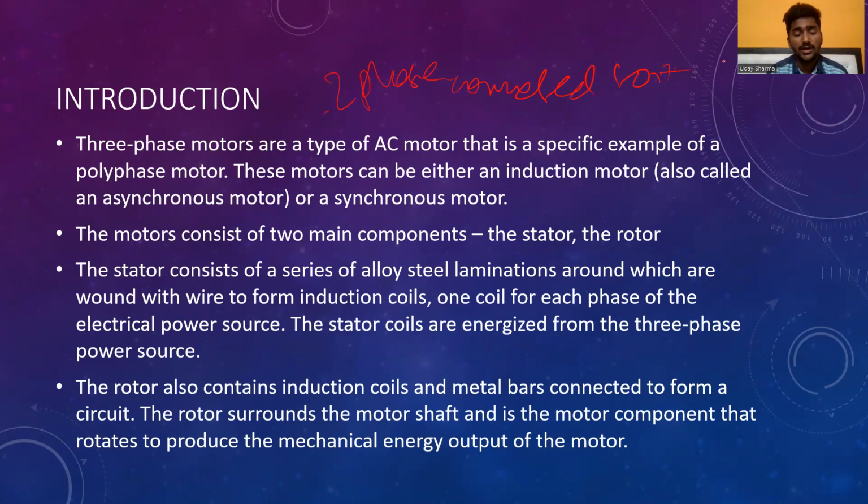The motor consists of two main components, the stator and the rotor. The stator consists of a series of alloy steel laminations around which wire is wound to form induction coils, one coil for each phase of the electrical power source. The stator coils are energized with a three-phase power source. The rotor also contains induction coils and metal bars connected to form a circuit. The rotor surrounds the motor shaft and produces the mechanical output of the motor. The stator is a bunch of wire windings connected to the stationary part. The rotor is the rotating part of a motor.